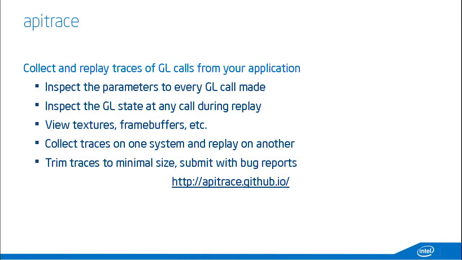So one of the other debug tools that we have, that I think Rich stole most of the thunder about a couple of rooms over earlier, is API Trace. It lets you collect traces of running GL applications and then replay them later on different systems, trim the traces, inspect GL state, and do a bunch of things. This is useful for both debugging applications and seeing what's happening in them, and it's also really useful for reproducing driver bugs.